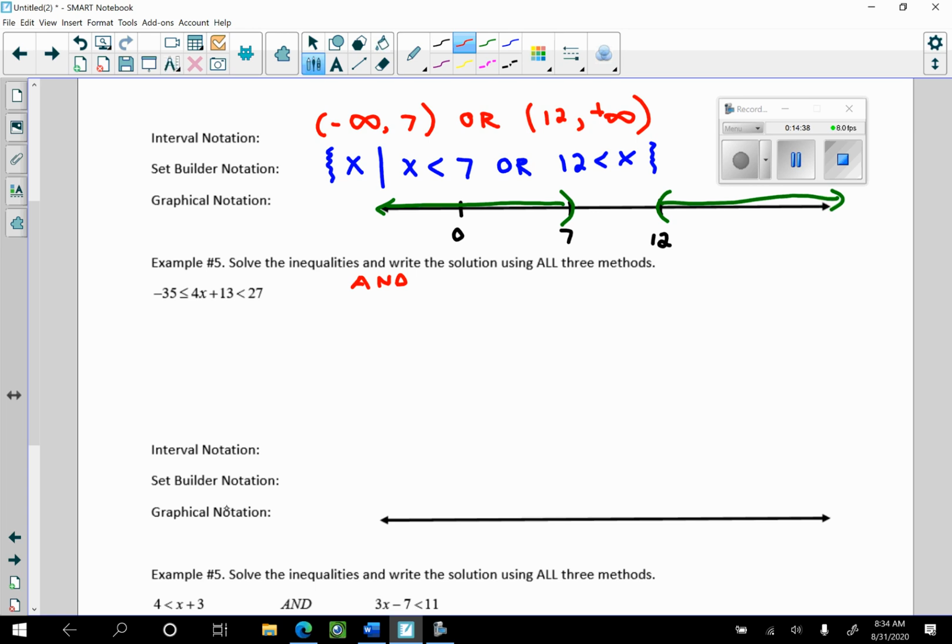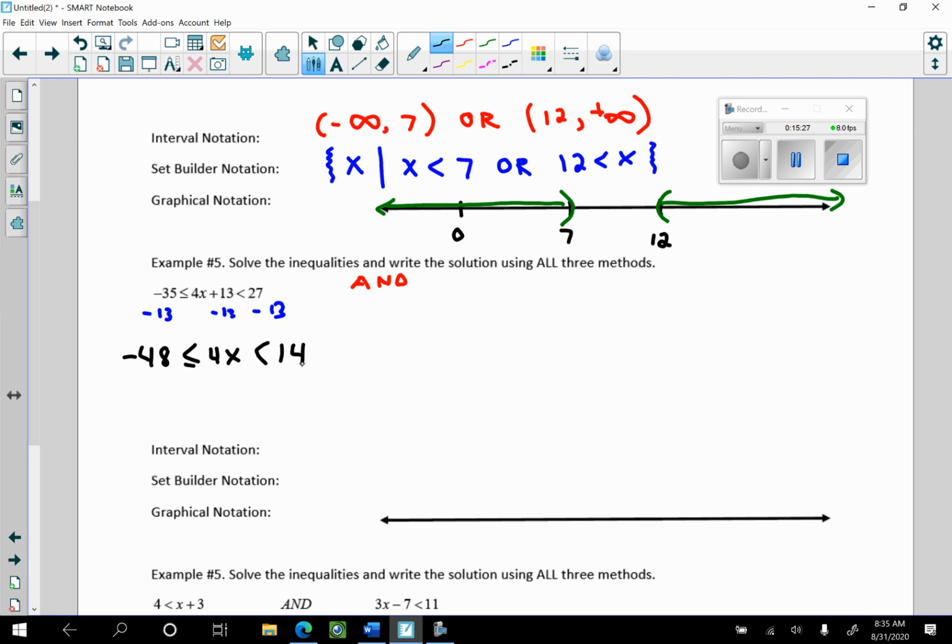So what I'm going to do is subtract 13, and I'm going to show the steps this time. Negative 35 minus 13 is negative 48. And I would ask that you help me with the arithmetic, because sometimes I make arithmetic errors. 27 minus 13, I believe that is 14? Okay, good deal. So now, I haven't divided or anything, and I'm doing this to both of these inequalities at the same time, subtracting 13.